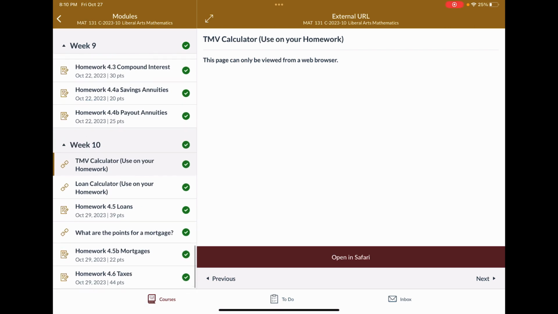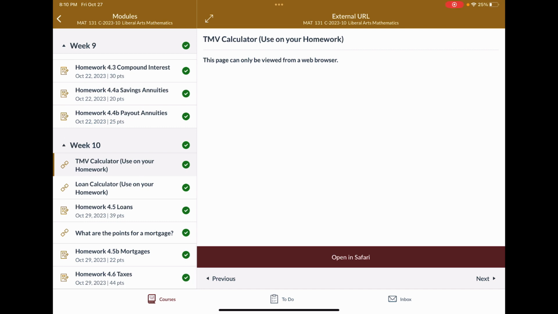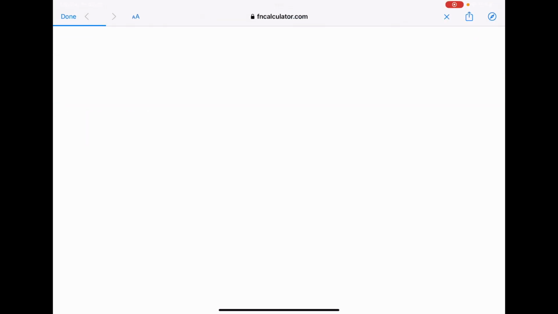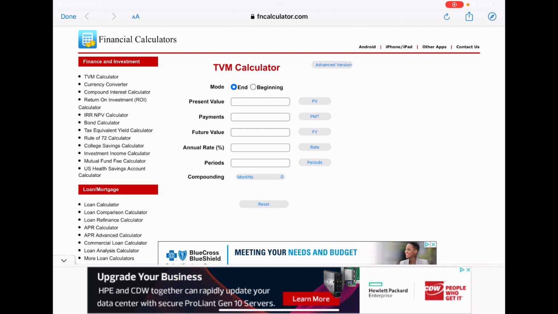In week 10, if you go to modules and you click on this TVM calculator, it says use on your homework, and you open it, you're going to get this, where you can fill out the present value, the payments, future value, annual percentage rate, periods, and how often you're compounding. So here in this problem, we're basically trying to figure out how many months we need to pay this, right? And so we just need to fill out the rest of this information.